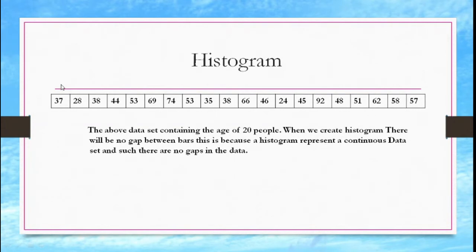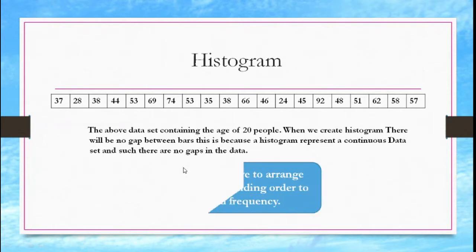Now how can we convert this data into continuous data? Because after 37, 38 will come, then only it is called continuous data, right? But here you can see 37 and 28, then again 44 and 74 and 66. Our values are not in a continuous way. So first job, you have to arrange the data in ascending order to find out the frequency. In ascending order, the minimum value will come first, then it will go increasingly by the next value.